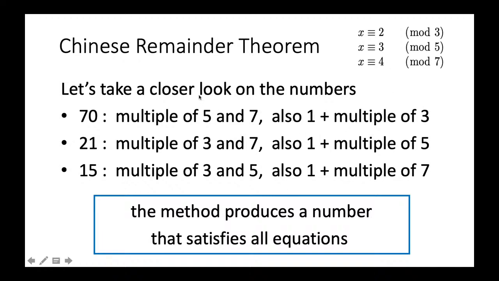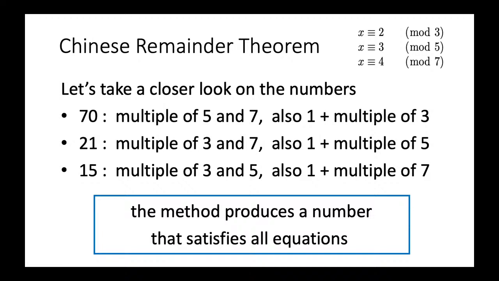So when we multiply 70 by 2, multiply 21 by 3, multiply 15 by 4, and add them up together, it will automatically satisfy the first equation, because 21 and 15 are 0 modulo 3. Multiplying 2 by 70 is the same as 2 times 1 modulo 3, which is equal to 2. So it will satisfy the first equation, the second equation, and the third equation. This method will produce a number that satisfies all the equations.